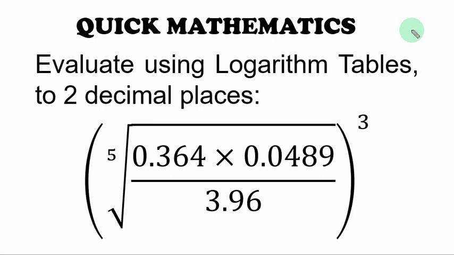The problem is: evaluate using logarithm tables to two decimal places. We have the fifth root of 0.364 times 0.0489 divided by 3.96, bracket close, to the power of 3.